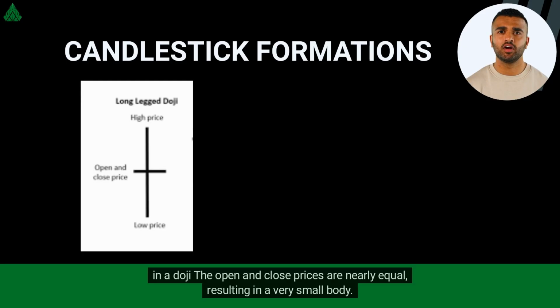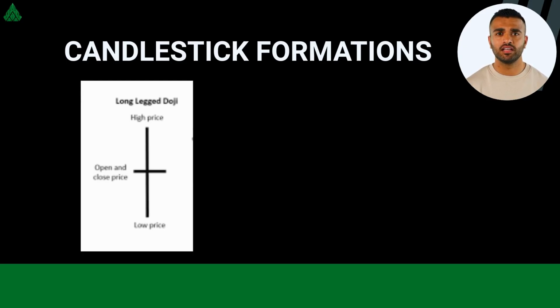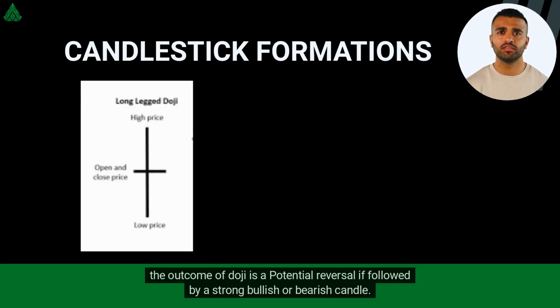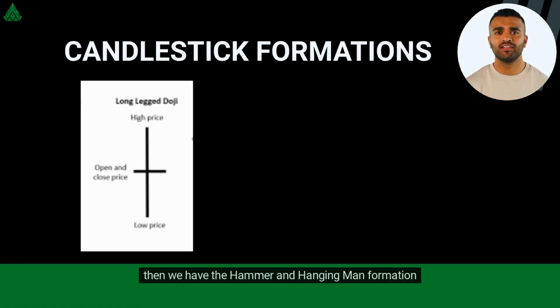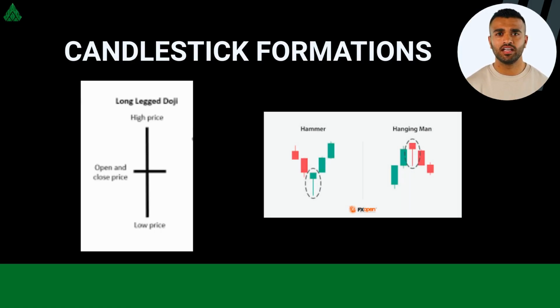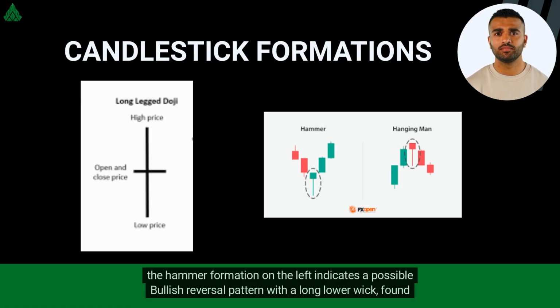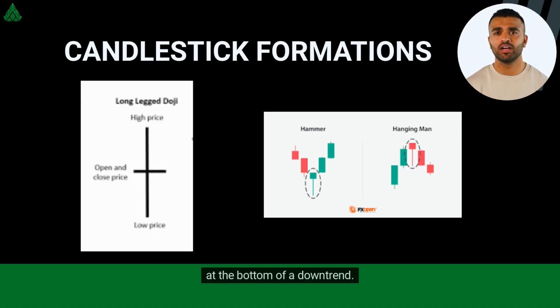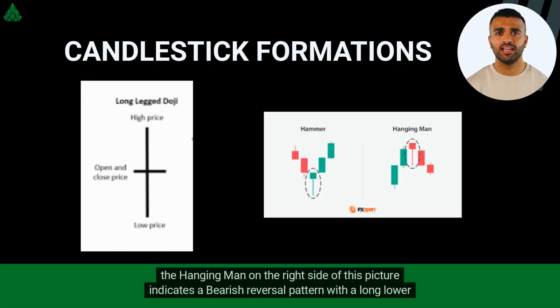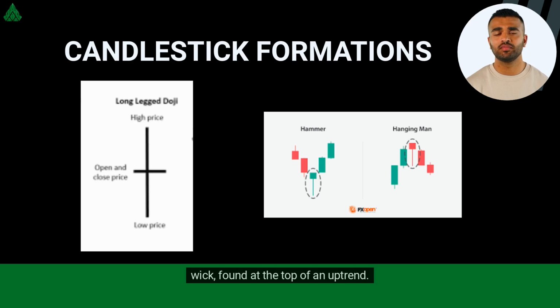In a Doji, the open and close prices are nearly equal, resulting in a very small body, which indicates market indecision. The outcome of Doji is a potential reversal if followed by a strong bullish or bearish candle. Then we have the hammer and hanging man formation. The hammer formation on the left indicates a possible bullish reversal pattern with a long lower wick found at the bottom of a downtrend. The hanging man on the right side of this picture indicates a bearish reversal pattern with a long lower wick found at the top of an uptrend.